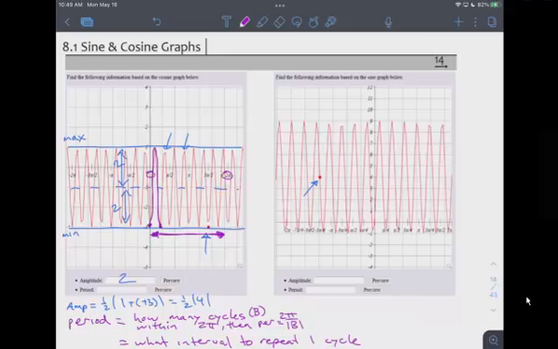It's 2 pi, right? Can I count how many of these cycles complete within 2 pi? So I can count, here's 1, 2, 3, 4, 5, 6, 7, 8. And so I have 8 cycles that completed during that 2 pi. So my period is going to be 2 pi divided by 8. And what does that simplify to? Pi over 4. And so that would be my answer for this.